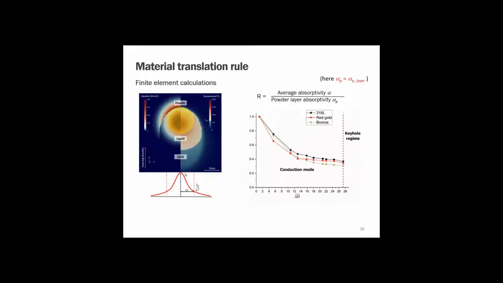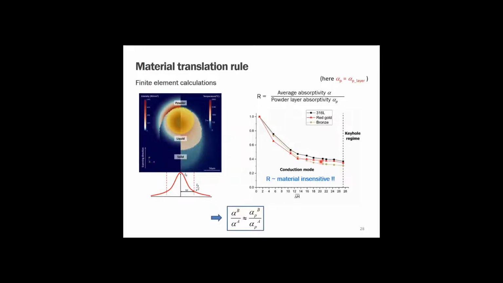Now, these simulations are useful because then you can check how much this average absorptivity that we can compute, taking into account both phases, relates to the powder layer absorptivity that we just defined. And we take the ratio of those two, and if you remain in the conduction mode, so before reaching the keyhole mode, what we observe is that this ratio is more or less material insensitive. And you can see that we selected three very different types of materials: stainless steel, red gold, and bronze. In particular, their reflectivity is very different. Their conductivity as well.